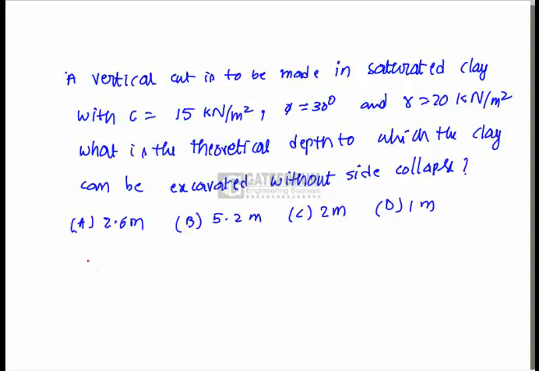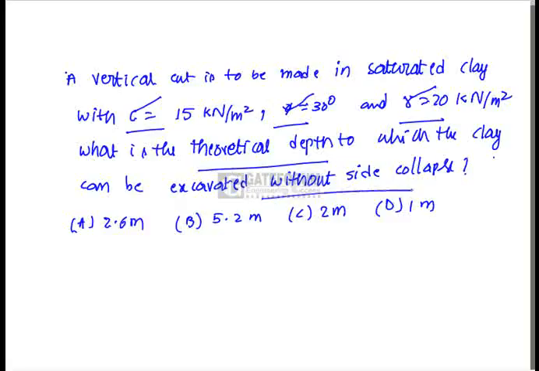See the question. The given data is C, that means cohesion, angle of internal friction, and the unit weight of the clay. We have to find out the theoretical depth up to which clay can be excavated without collapse. That means theoretical depth of cut is equal to 4c by gamma root Ka. Ka here is the coefficient of active earth pressure.